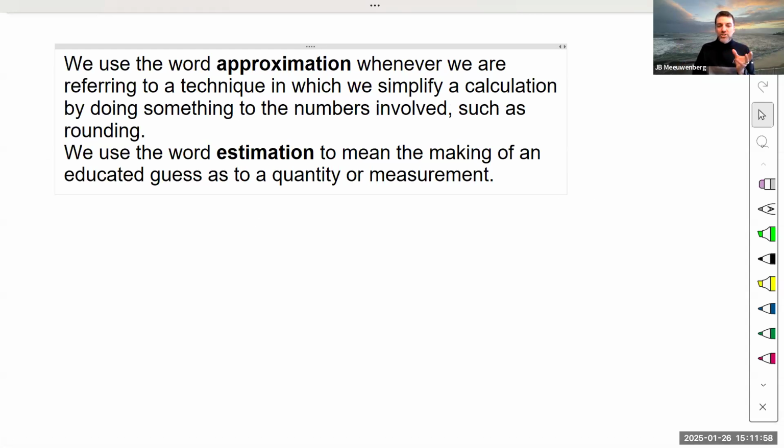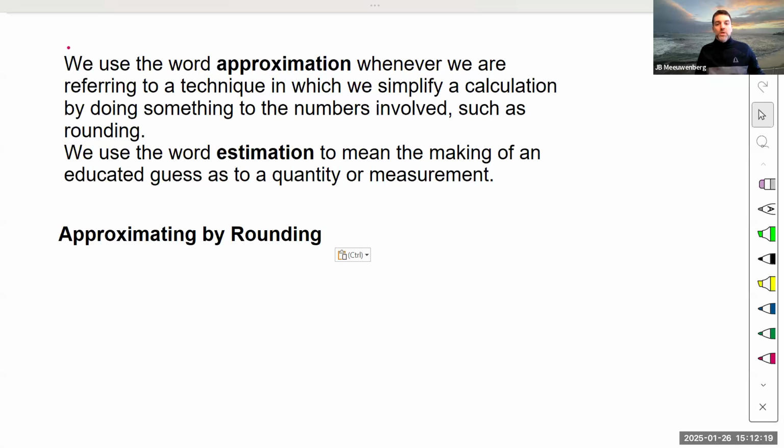They both lead us to answers that aren't exact, and that's okay. There are many times when we don't need a precise answer. We just want to get close. So the first thing we're going to talk about is approximation by rounding.